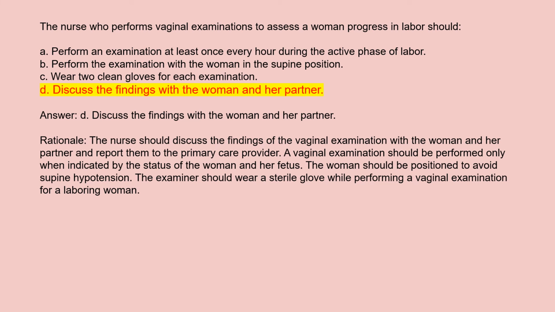Answer. D. Discuss the findings with the woman and her partner. Rationale. The nurse should discuss the findings of the vaginal examination with the woman and her partner and report them to the primary care provider. A vaginal examination should be performed only when indicated by the status of the woman and her fetus. The woman should be positioned to avoid supine hypotension. The examiner should wear a sterile glove while performing a vaginal examination for a laboring woman.